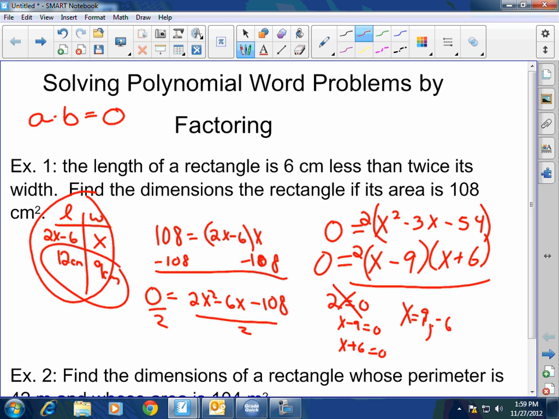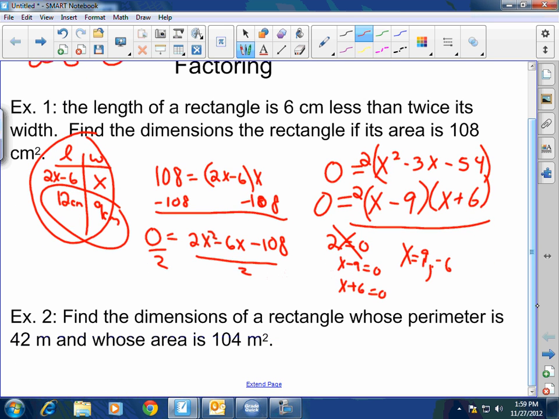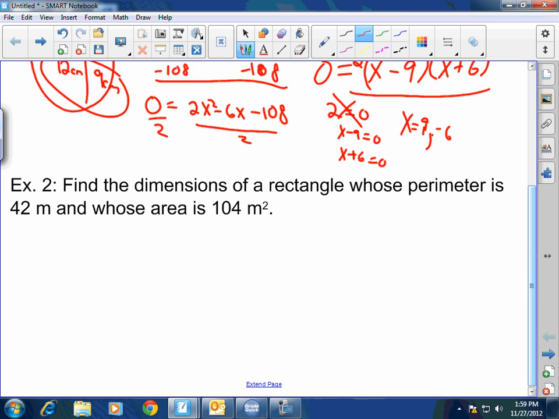Let's look at number 12, please. It's in the worksheet I just gave you. Find the dimensions of a rectangle whose perimeter is 42 and whose area is 104.